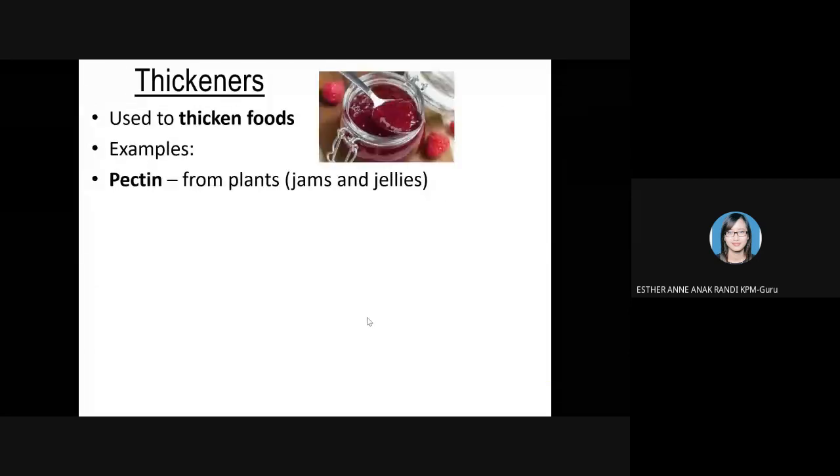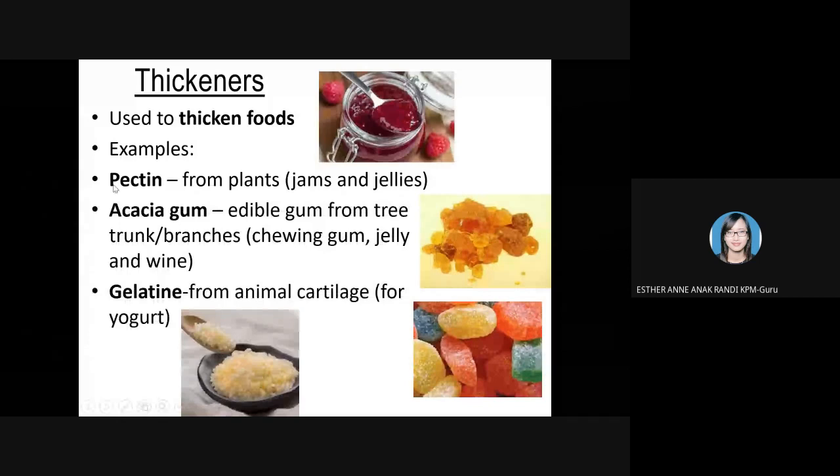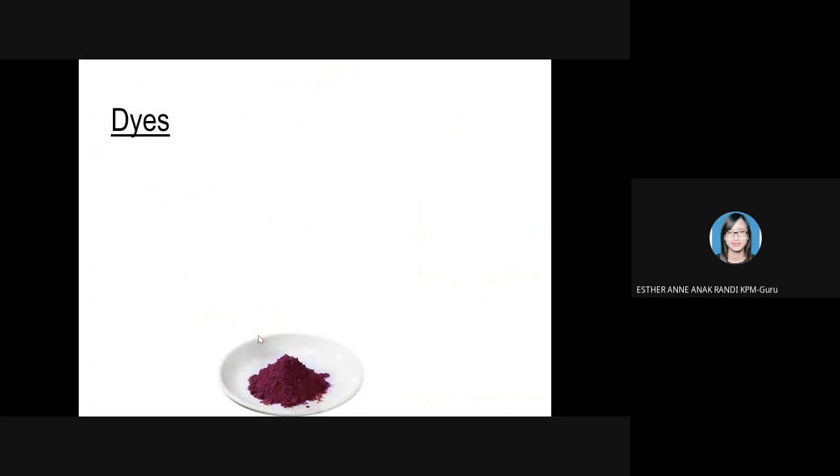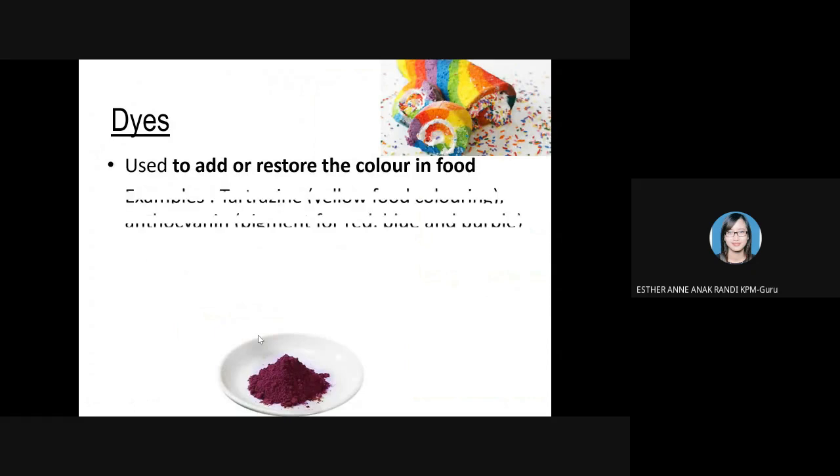Jams, jelly. So thickener. Ni ada beberapa contoh. Yang ni tiga-tiga famous. Pectin in jams, acacia gum in chewing gum, jelly macam ni, and gelatin for yogurt. Tiga-tiga ni sentiasa di-mention lah. Thickness. And then dyes. So dyes is colors. You have colored food. So dyes is to add or restore the color in food, to make it more attractive.